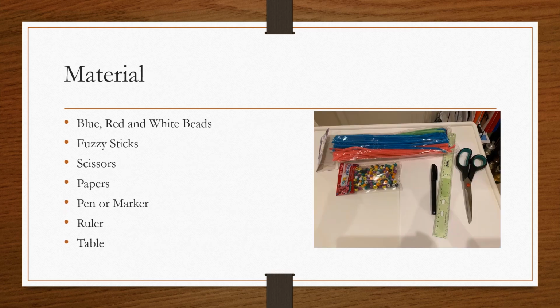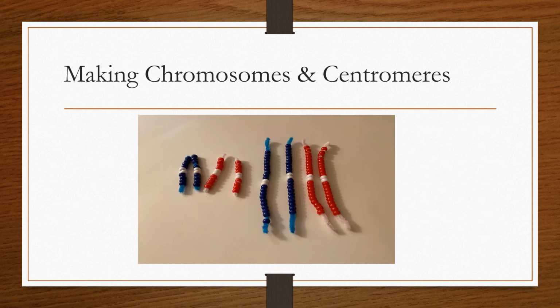For this simulation, I'm using blue, red, and white beads, fuzzy sticks, scissors, paper, a pen or marker, a ruler, and a table. Using beads and sticks, I'm making chromosomes and centromeres. The centromeres are represented by the white beads, and the different colors represent homologous chromosomes.